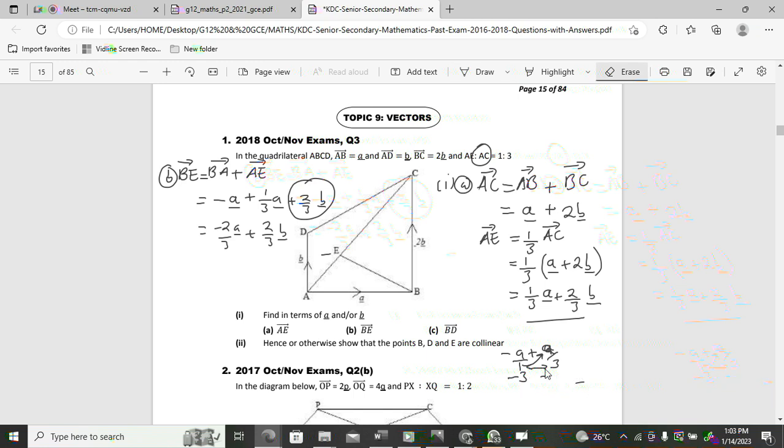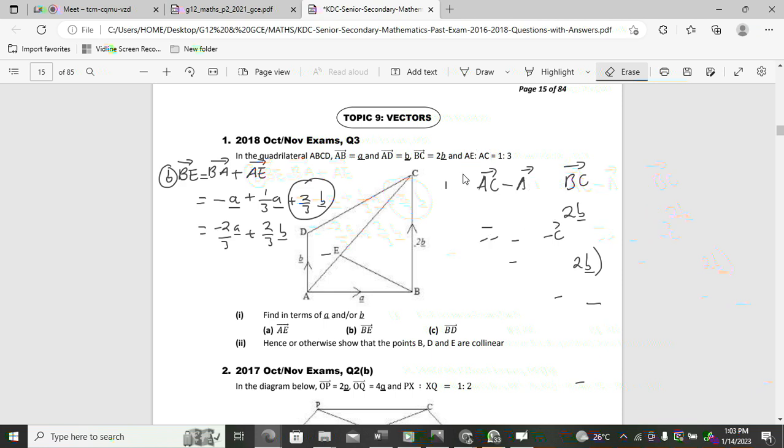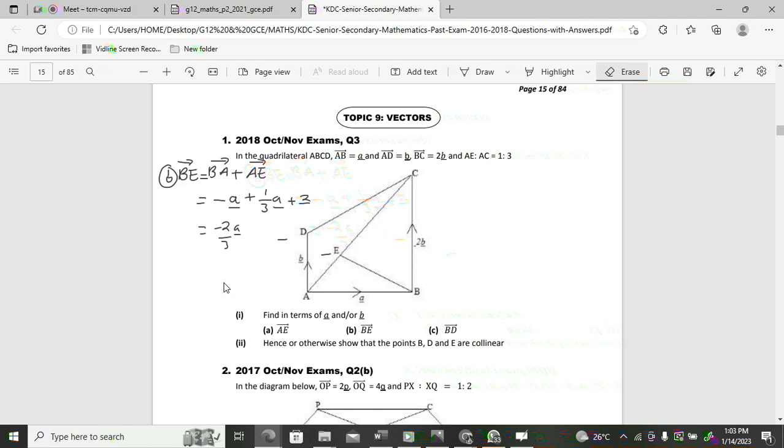Now we can look at C, which is asking us to find BD. Okay, we want to find BD. So let me rub this. Vectors are very simple, as long as you understand how to make movements. Always make movements where there is a point that has been given.